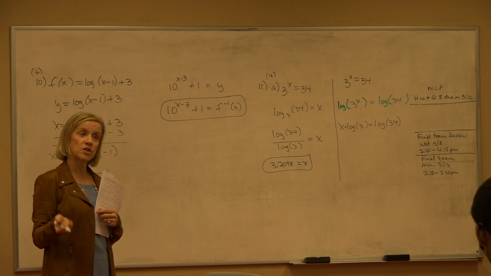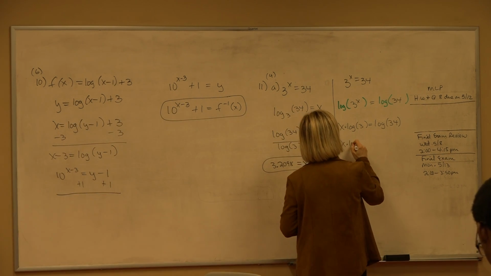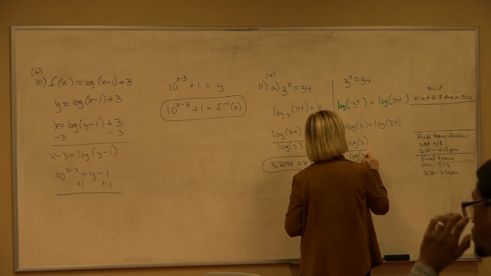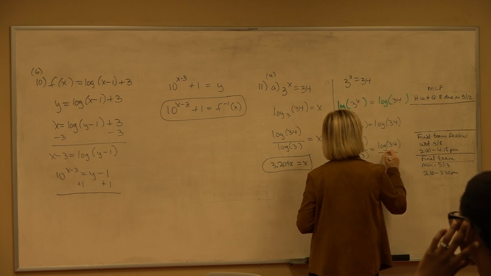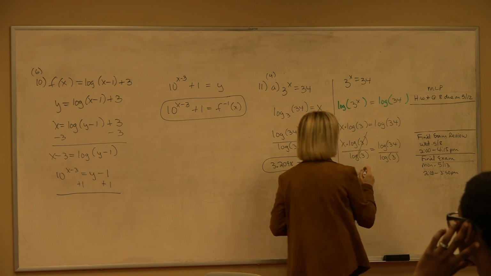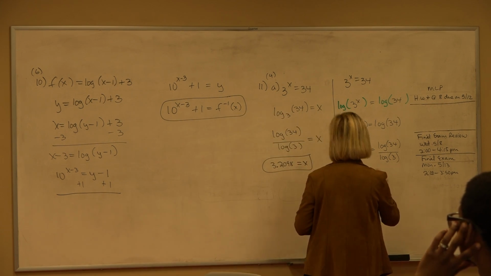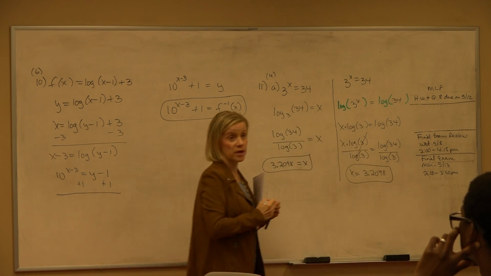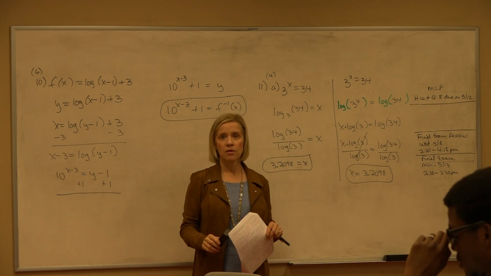To remove multiplication, you do division. So I'm going to divide both sides by the log of 3, and cancel. Putting that into your calculator, rounding to 4 decimal places, it's about 3.2098. Rounded to 4 decimal places. That's worth 4 points. All right.